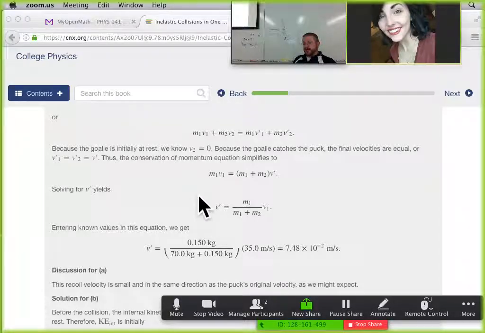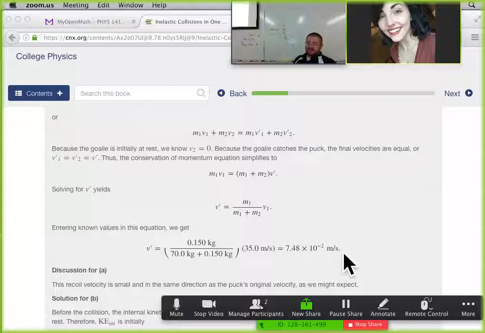So you can use this equation in every situation where you have two objects colliding, where one of them is starting at rest and the other one's hitting it, and it's a perfectly inelastic collision. But anyway, we throw all the masses and the initial velocity of the puck in here, and we get 7.48 times 10 to the minus 2 meters per second for the final velocity of the puck and the ice hockey player.